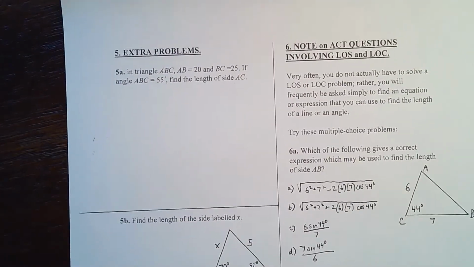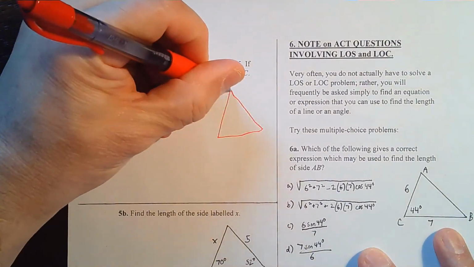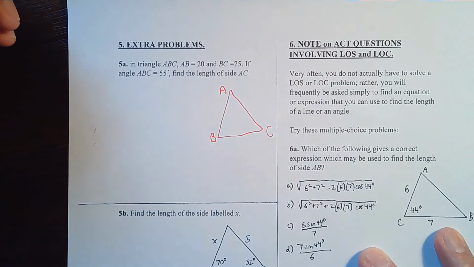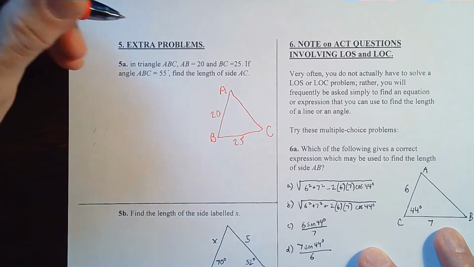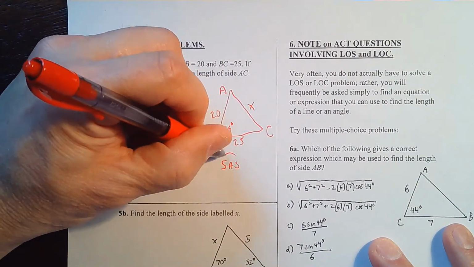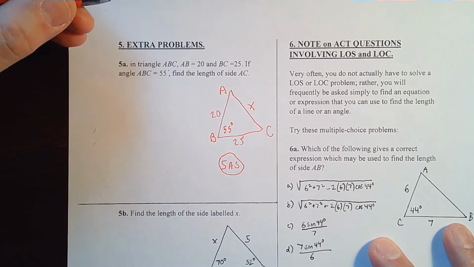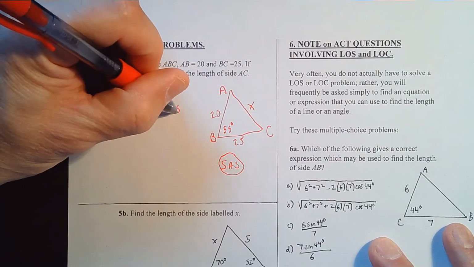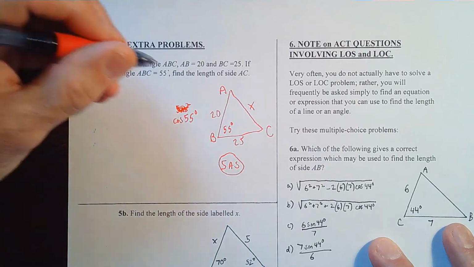Let's start with 5A. Now we have to draw our own triangle here. So let's do so. A, B, C is our triangle. BA or AB is 20, BC is 25, and the angle B is 55 degrees. We're looking for AC, so I put an X there. You have SAS. You have to decide first: is this a law of sines or law of cosines problem? We don't have any angle and its opposite side, but we do have SAS, so it's law of cosines. The angle that we're going to be working with is 55 degrees. So we'll write cosine of 55 degrees there.